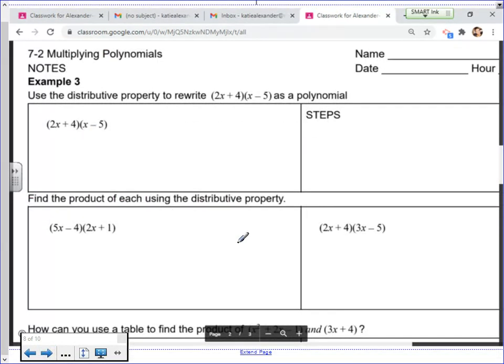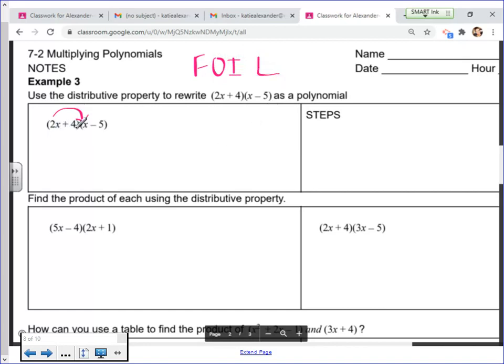Okay, over here it says find the product of each, and then it says to tell me your steps. I don't need the steps. I mean, you can do this whichever way you want. You can think of it as the table if you liked the table way. I typically am just going to FOIL. FOIL just stands for first, outside, inside, last. So I'm going to take my first two and multiply them. 2x times x is 2x squared.